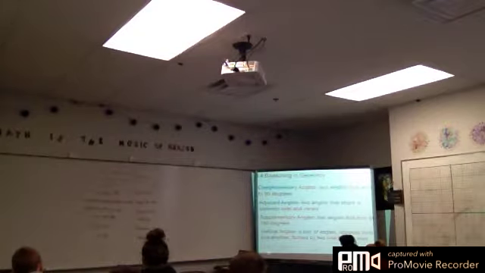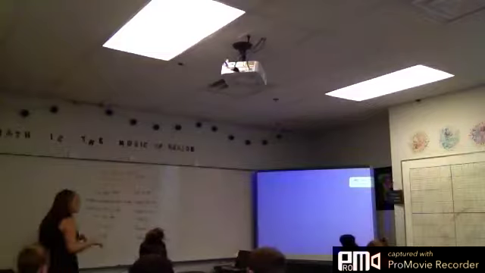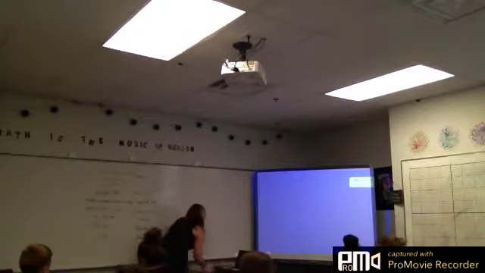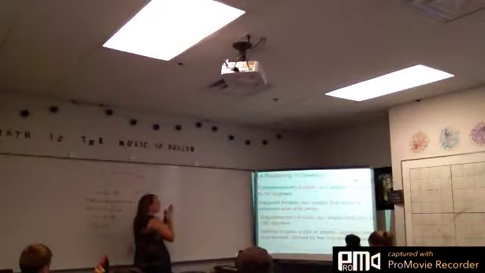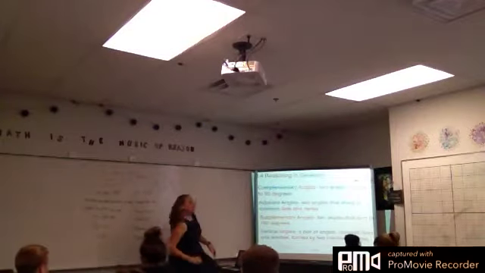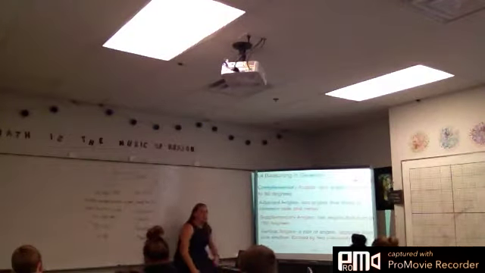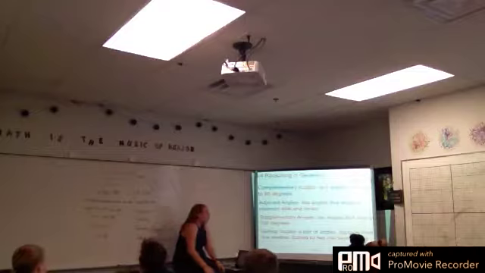Okay, 3.4, reasoning in geometry. Complementary angles are two angles that add to be what? 90 degrees. If they're complementary, they add to be 90. So two angles that add to be 90 degrees.